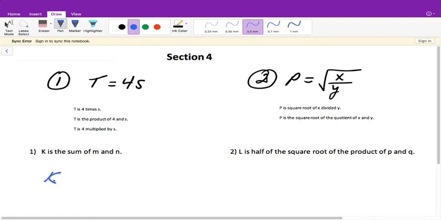All right, our last two here, we need to translate from words into an equation. So K is, I know that means K is equal to the sum. Once I see sum, wherever my "and" is, I'm just going to change it to plus. So the sum of m and n is simply m plus n.